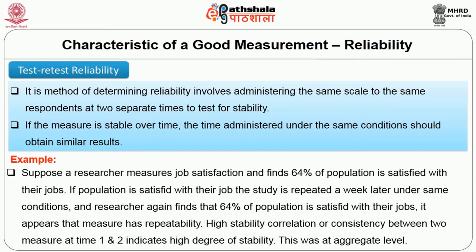This was at the aggregate level. The same exercise can be applied at the individual level. When the measuring instrument produces unpredictable results from one testing to the next, the results are said to be unreliable because of error in measurement.